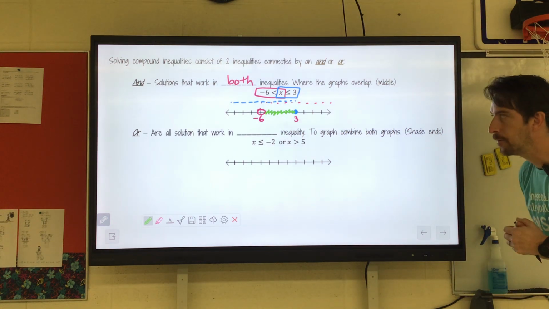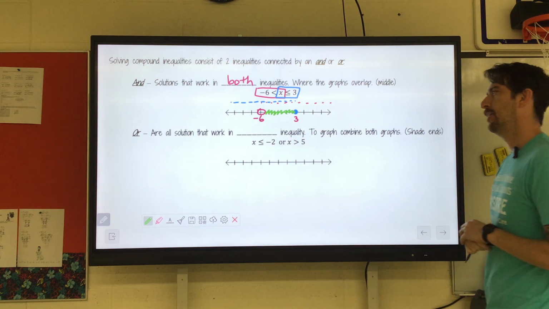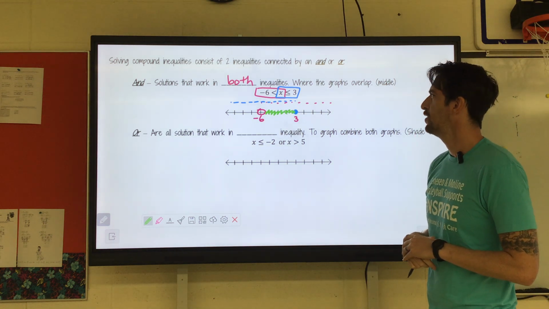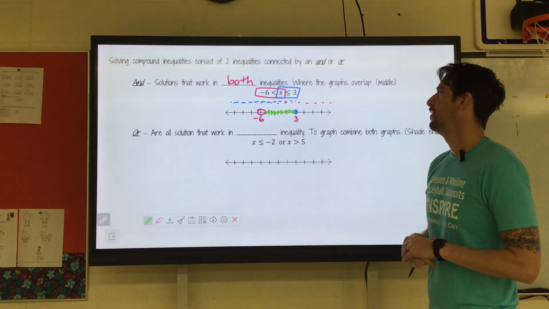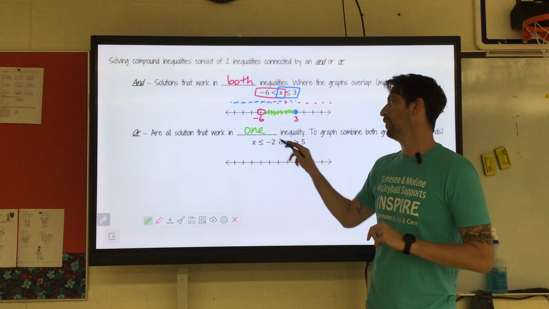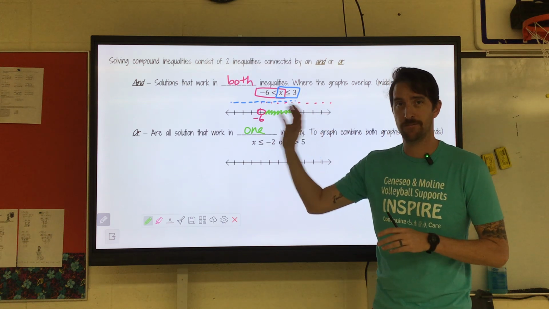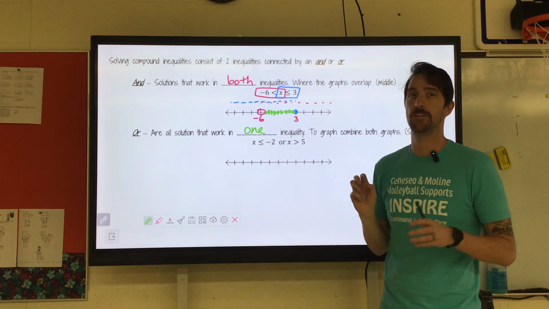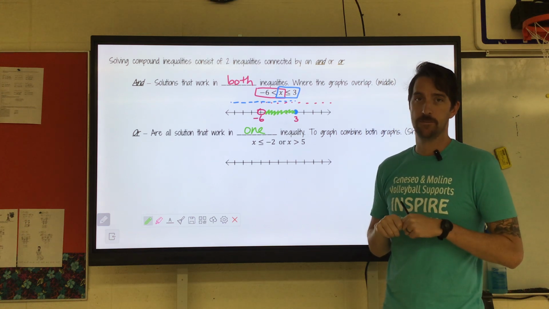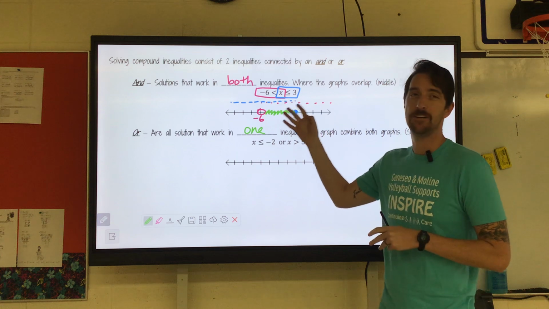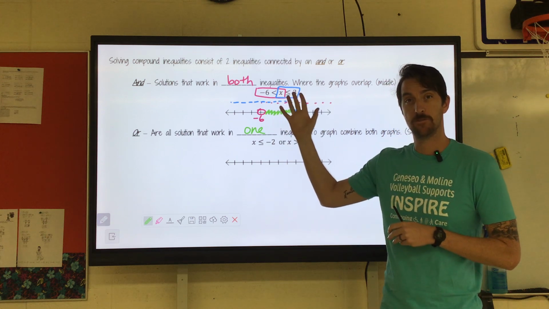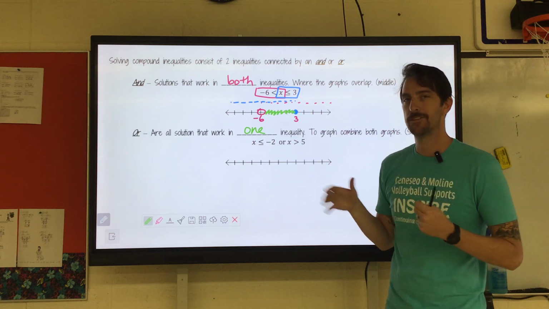Now, or problems are all solutions only work in one inequality. So it works in either the first inequality or the second inequality. The nice thing about or ones is you're pretty much always going to see the word or. With and, you don't. It's like mushed in as one inequality, and the arrows are both facing the same direction. Or, you're going to see the word or.